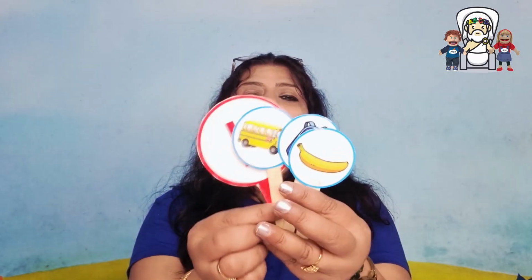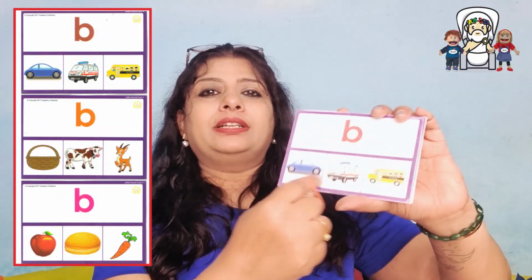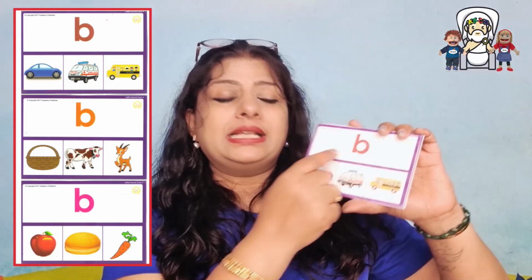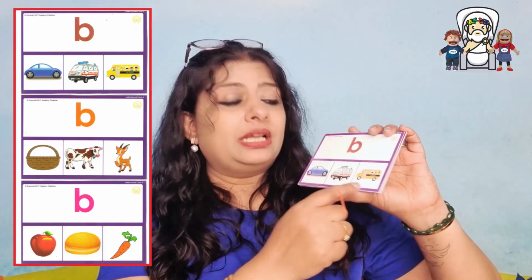You can have all these stick puppets to group, to sort, to match. Have it for all the letters, and you can do various activities, as I mentioned, like grouping, sorting, matching, and to identify the beginning sound here. So now you can see the letter. Look at these three pictures. Which one begins with this sound? Is it a car? Is it an ambulance or a bus?